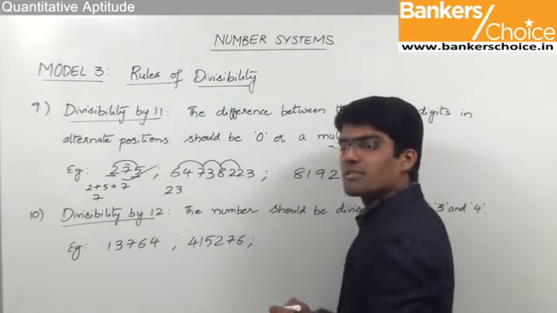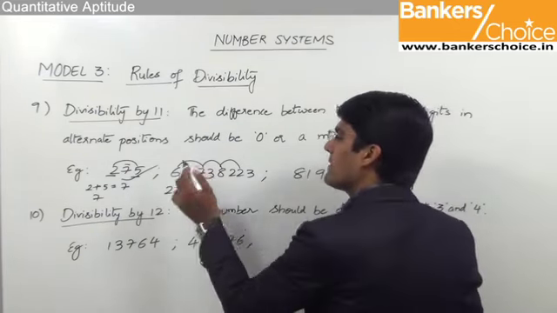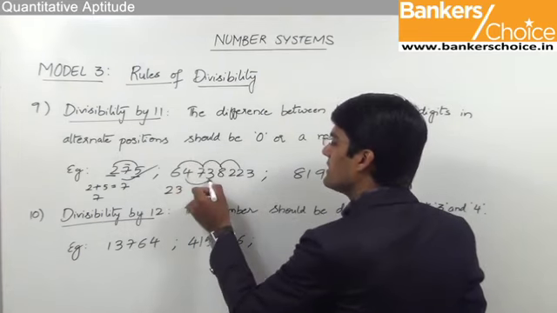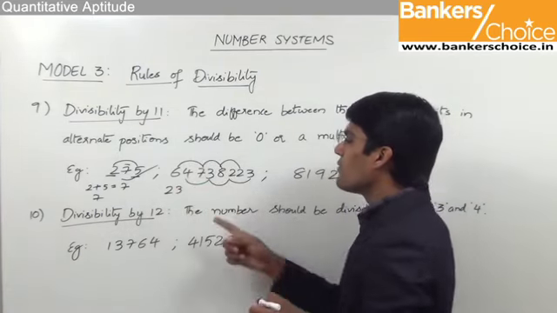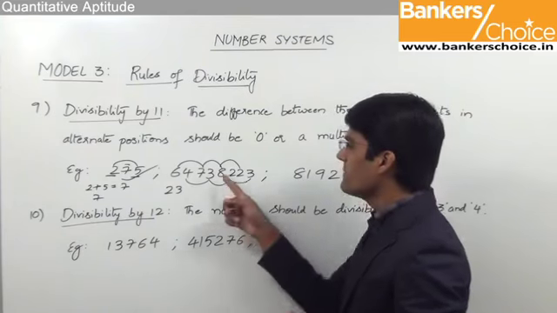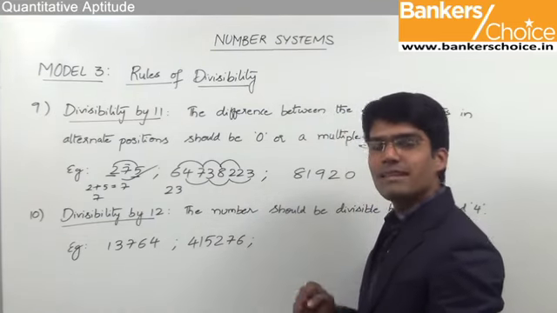So one of the sums is 23. Let us now take the sum of the other alternate positions: 4, 3, 2 and 3. 4 plus 3 is 7. 7 plus 2 is 9. 9 plus 3 is 12.